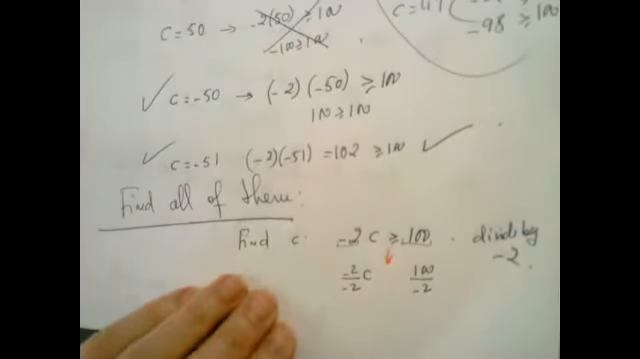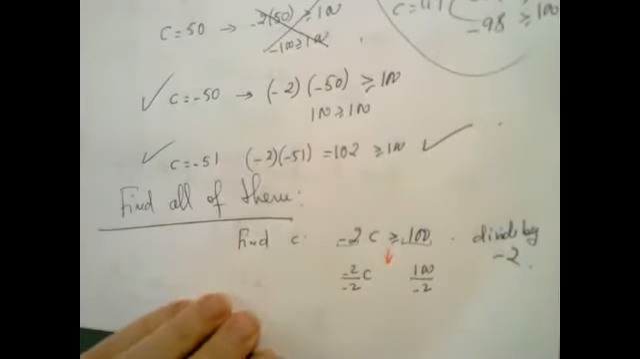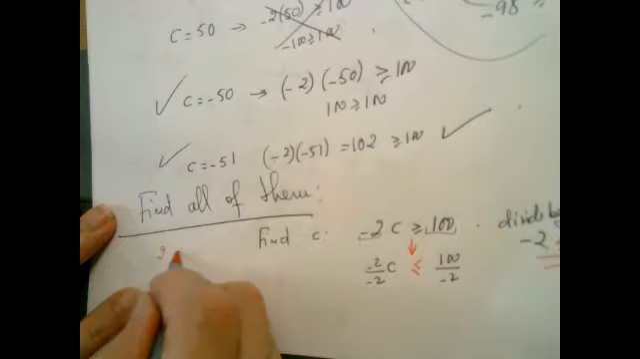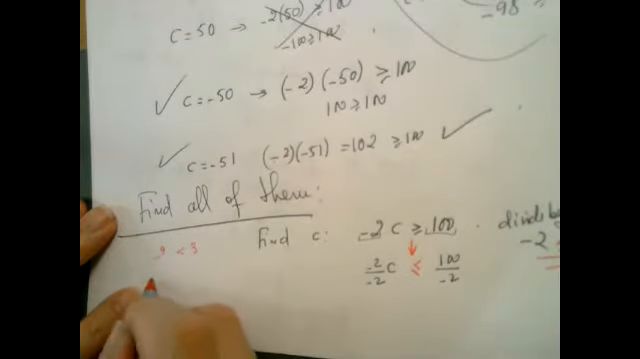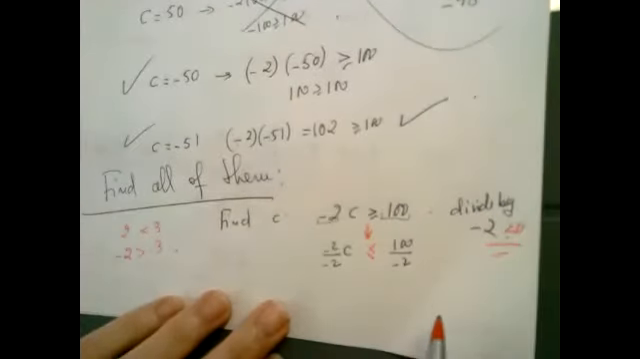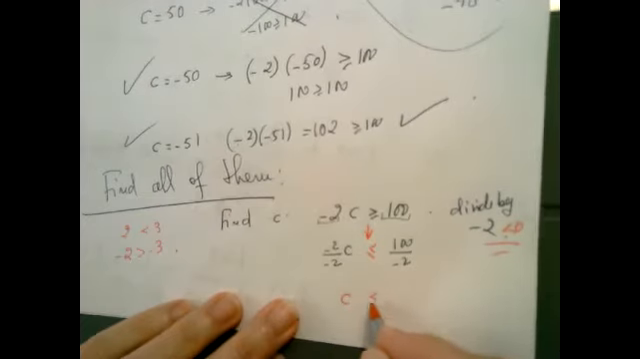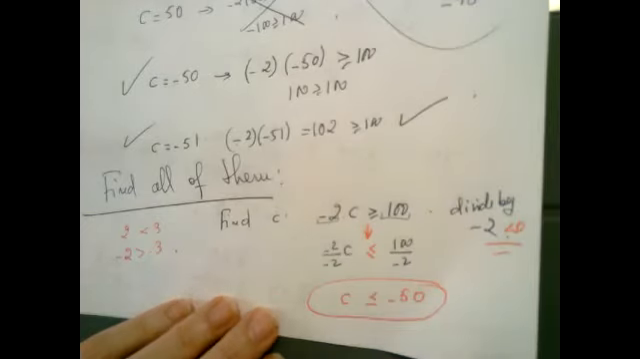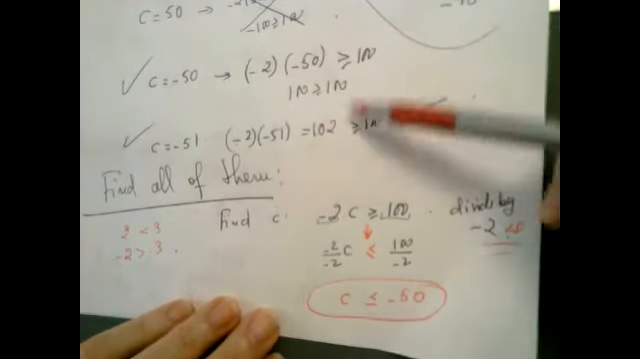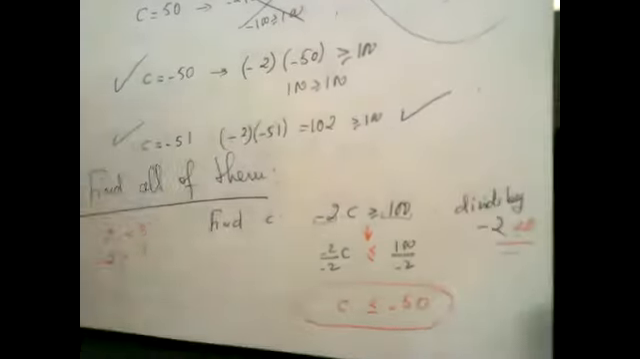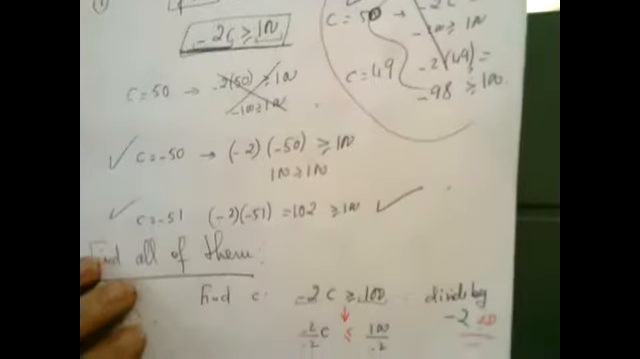What happens to inequality when we divide by a negative number? The sign will flip. The sign will absolutely flip. Okay, very easy. 2 is less than 3, big deal. But when I multiply by a negative, I'm going to make it larger. So this will flip the sign. And this will give me that c should be less than -50. And this will give me all the possible values of c. So first you were guessing, and now we found all of them. Any value less than -50 will actually give me -2c bigger than 100.